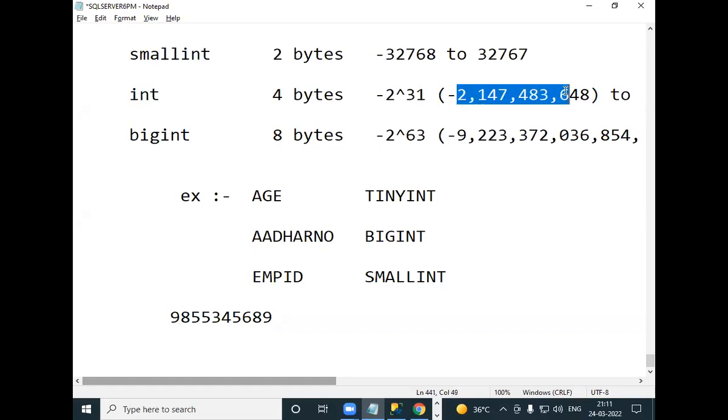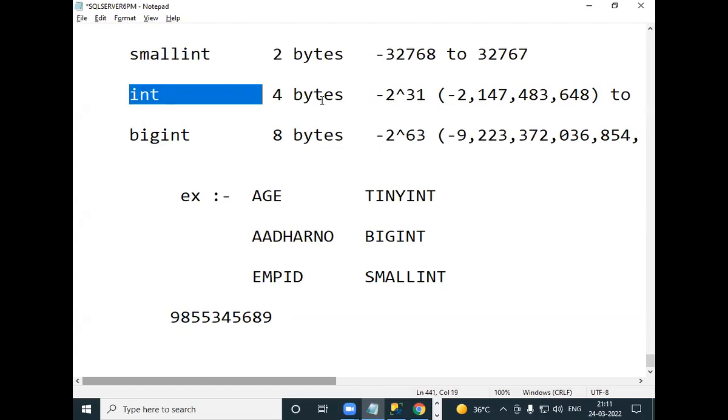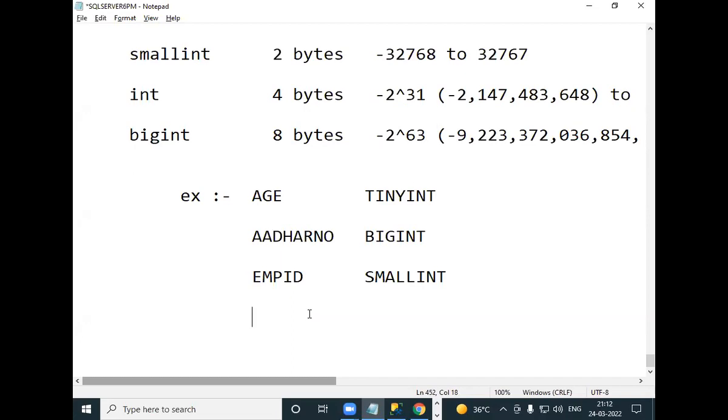The integer range starts with minus 2, but this number starts with 9. Both contain 10 digits, but this is 2 and this is 9, so I cannot use the integer type. Compulsorily I have to use big integer type. If the value is in this range, we can use integer, but if the value is not in this range, then use big integer. Not only check the digits, how many digits, you have to check the value also. Understood? So phone number is also big integer.